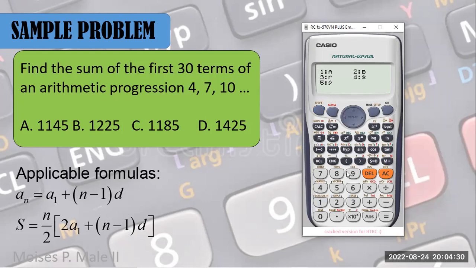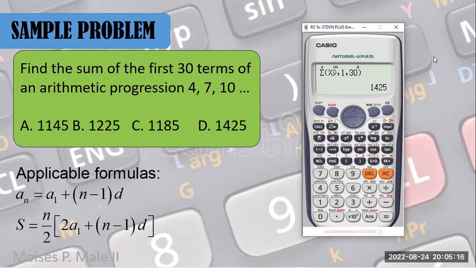regression, tapos yung y hat. Okay, ibig sabihin dito, ano yung value ng x, hanapin niya yung value ng y. Okay, so lagyan niyo ng comma, input natin yung start ng value ng x, which is 1. Lagyan niyo ng comma, then input niyo yung last value ng n, which is 30. So pag equals niyo dyan, lalabas yung 1425. So, ibig sabihin dito, you added all y's from x equals to 1 to x equals to 30.